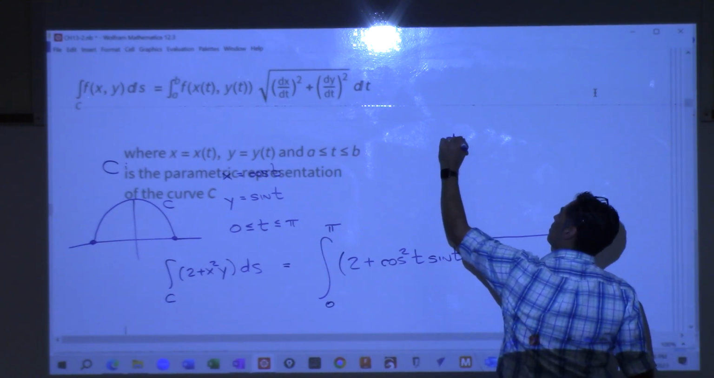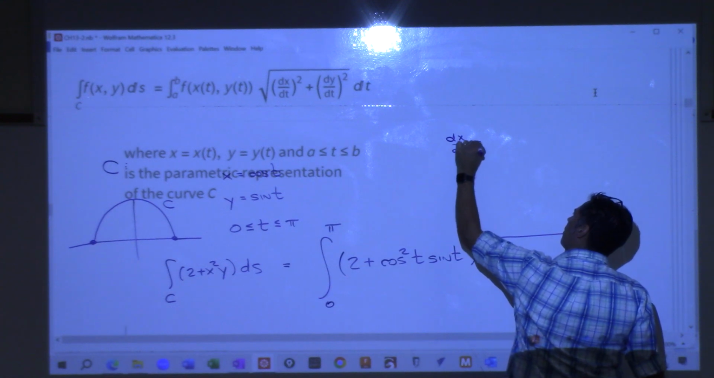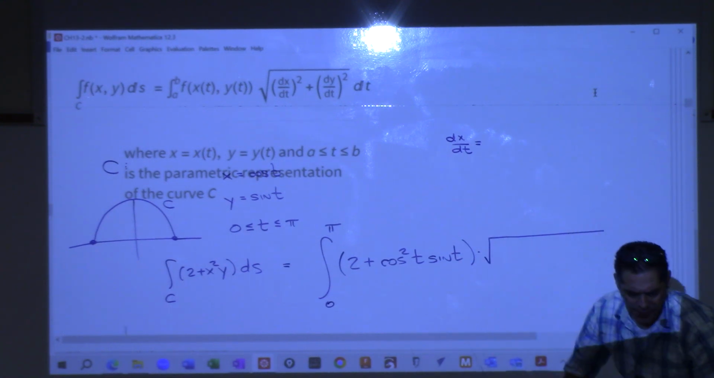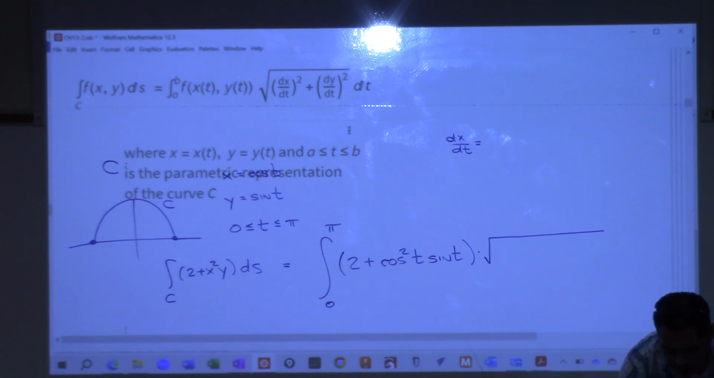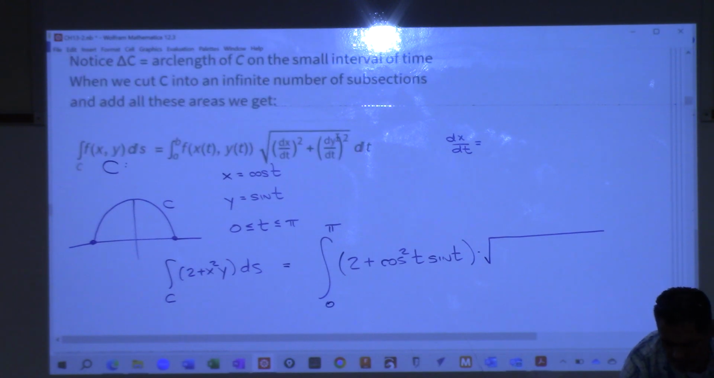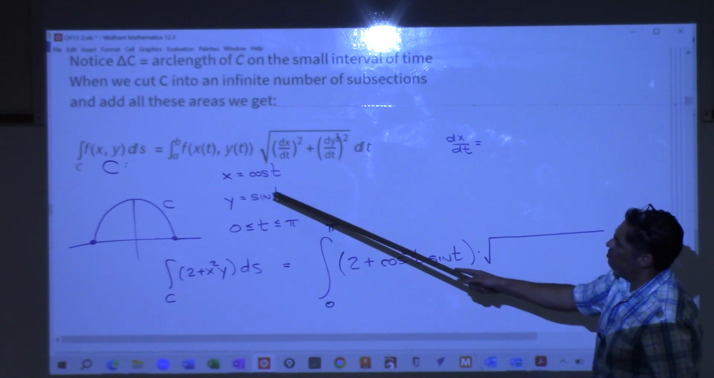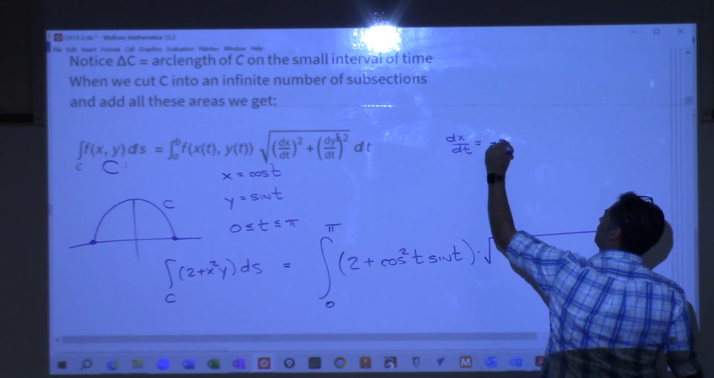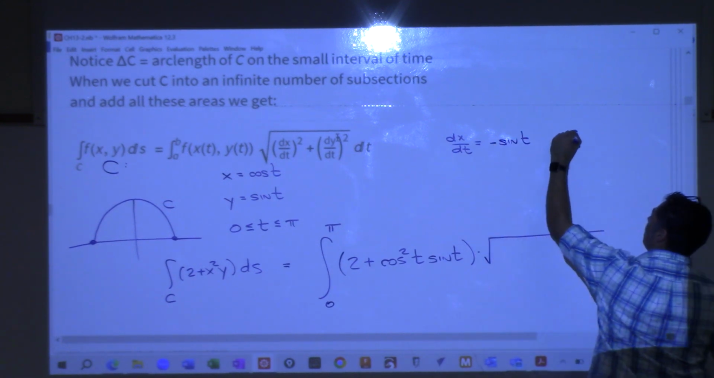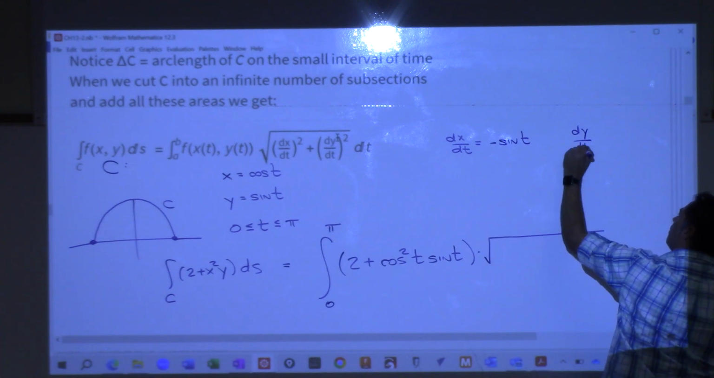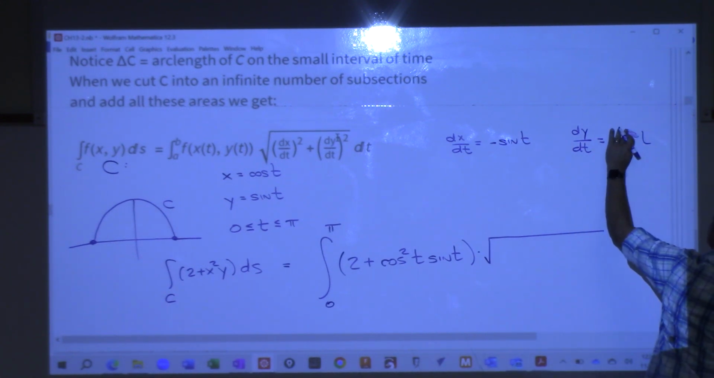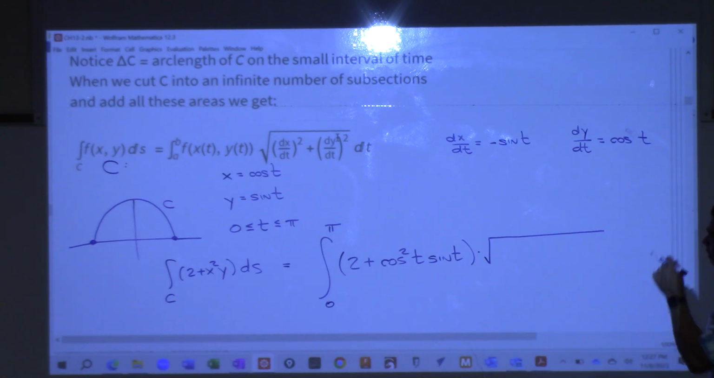What is dx dt? Derivative of x with respect to t is? Yeah, negative sine t. I'm gonna move this stuff out of the way. I don't think we need that. It's just getting in my way there. Okay, so we need the derivative of this with respect to t. So negative sine t. And then we need derivative of y with respect to t as well, right? So that's going to be cosine t. Oh, cosine t. Getting ahead of myself there.